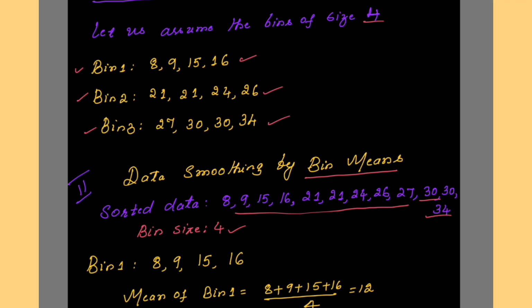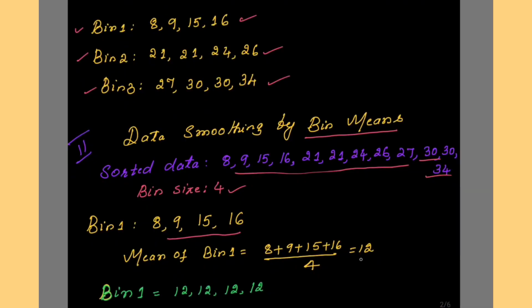First check that in bin 1 we have 8, 9, 15 and 16. These are the elements. Take the mean of these. When you take the mean, you will get 12: 8 plus 9 plus 15 plus 16 divided by 4 equals 12. Now whatever elements are in bin 1, all these numbers will be replaced by the mean value.